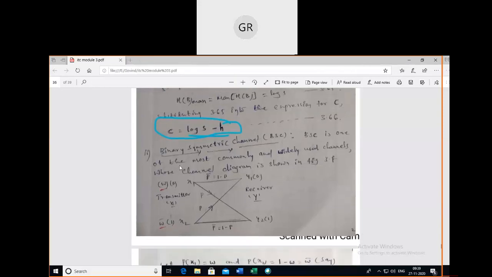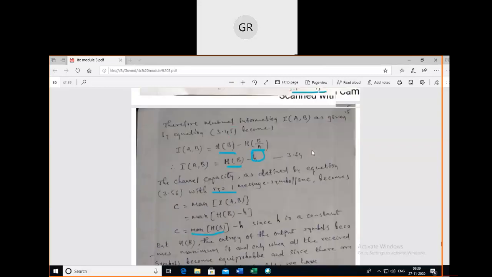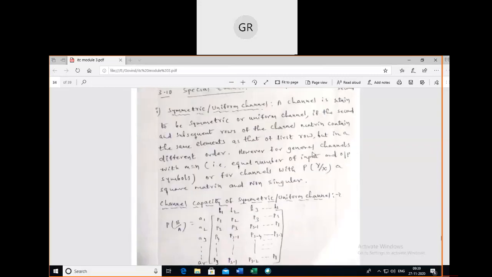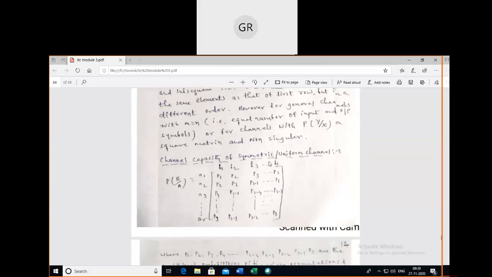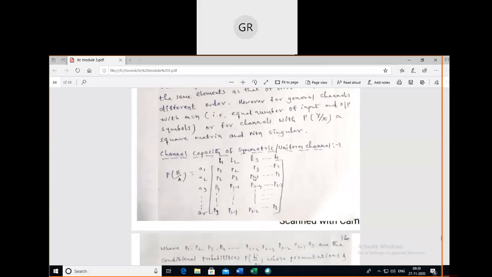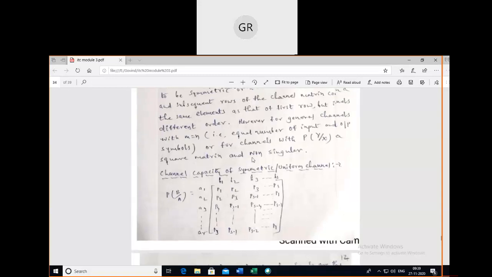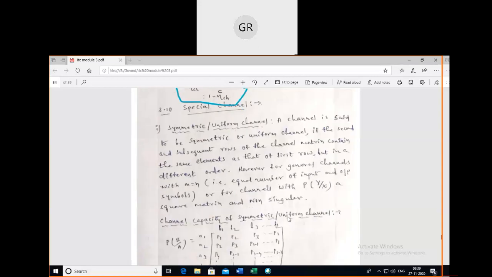Now we are discussing the binary symmetric channel. In the previous class we discussed the symmetric or uniform channel. Here the conditional probabilities in each row will be the same. Whatever is in the first row, the same thing is repeated in the second row also, though not in sequence. That is called a symmetric or uniform channel.